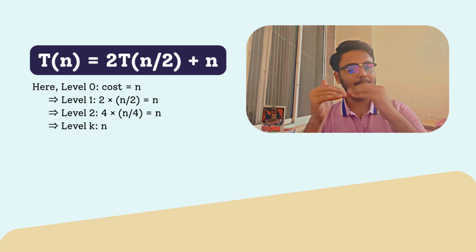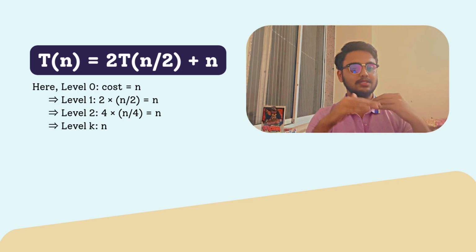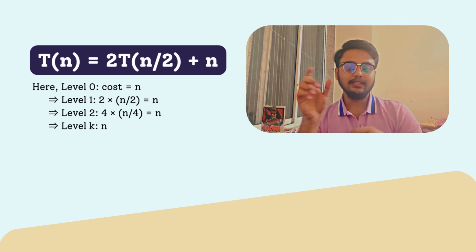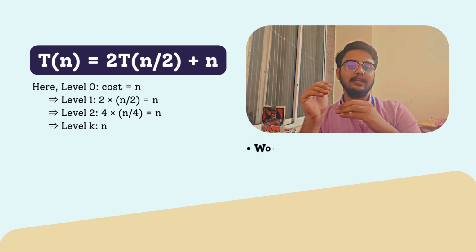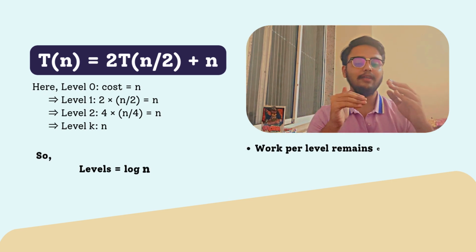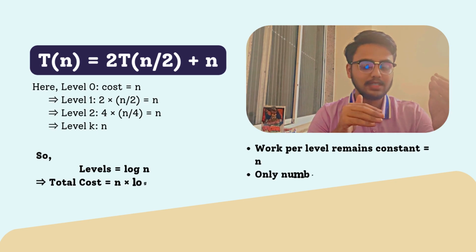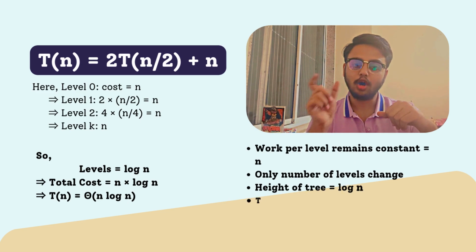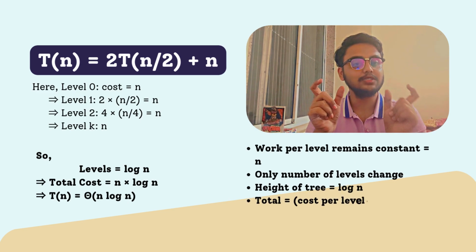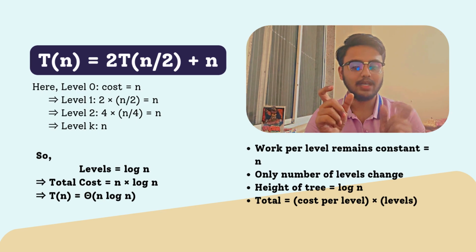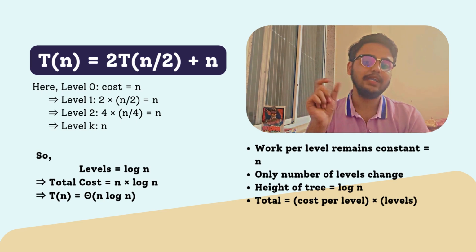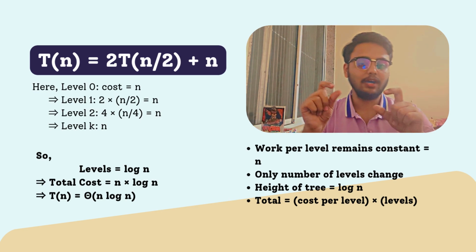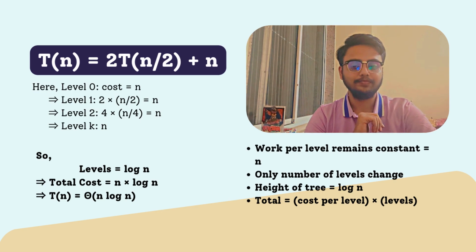In step 4, continue with the same type of subproblems. In step 5, keep on dividing by 2. This gives us the total levels. And in step 6, we get total work, which is equal to cost per level multiplied by the number of levels. So the number of levels is log n and the cost per level is going to stay as n itself. So by this relation, we get T(n) as theta of n log n.